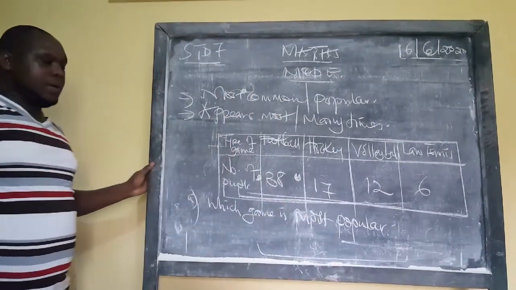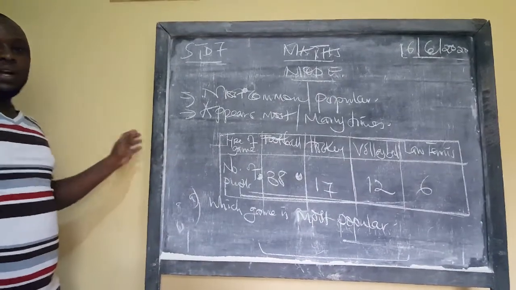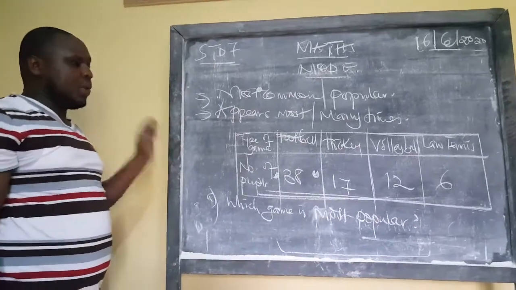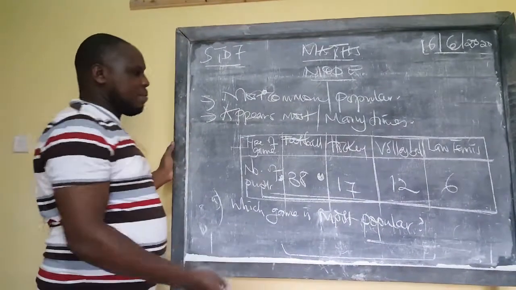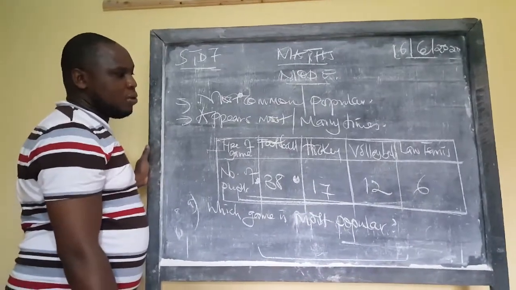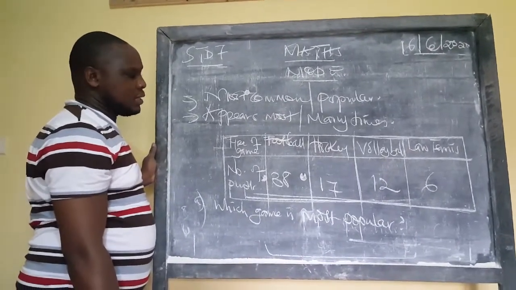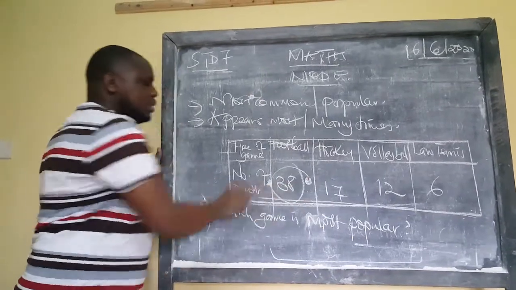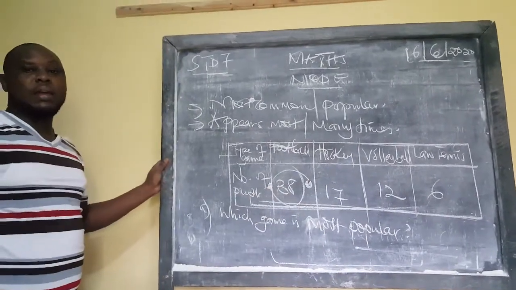My name is English, I think it's correct. Most popular. Our most popular game, the one played by many. So you just come here. Football is played by 38, hockey by 17, volleyball 12, and then lawn tennis 6. So our modal class seems to be the ones that play football.